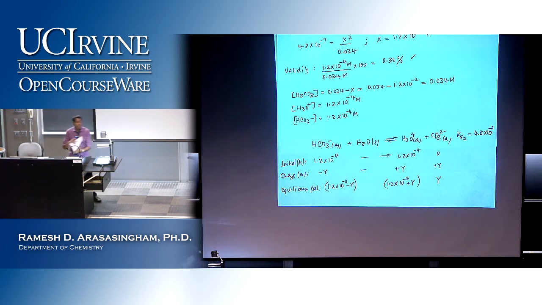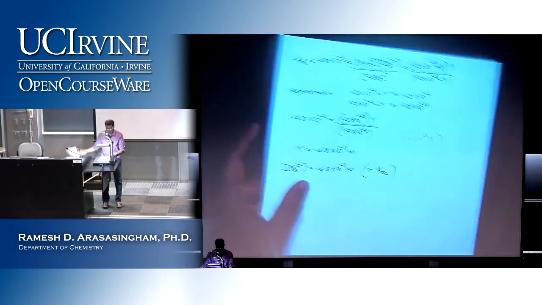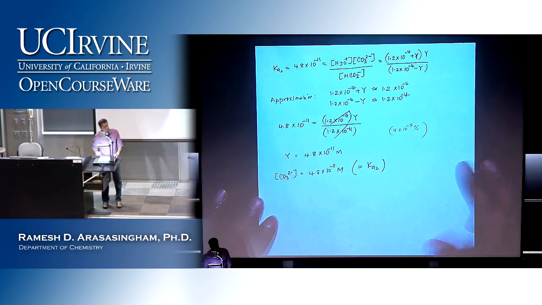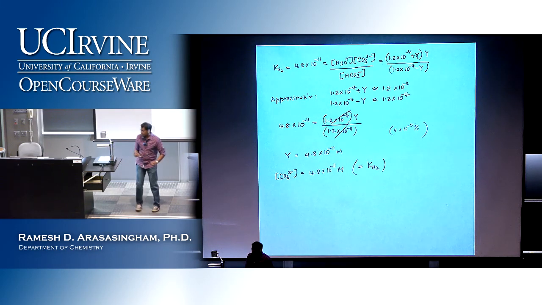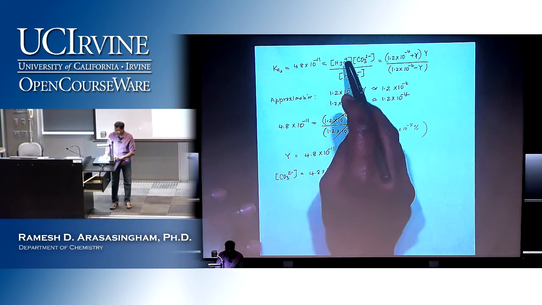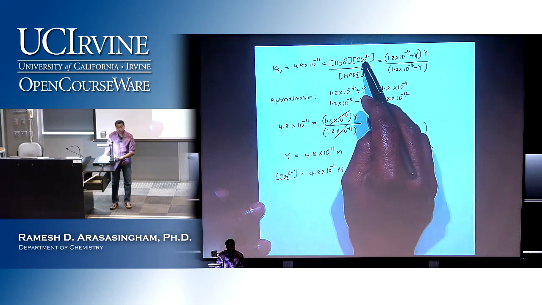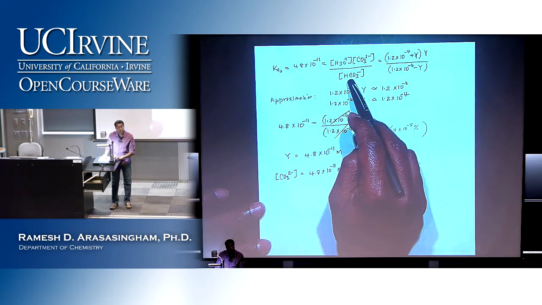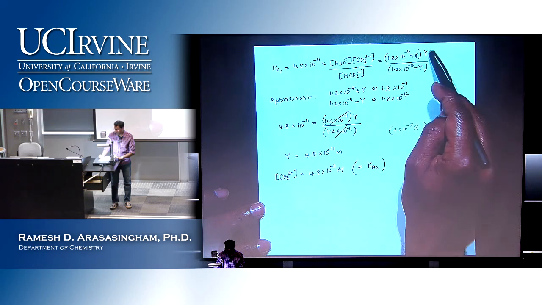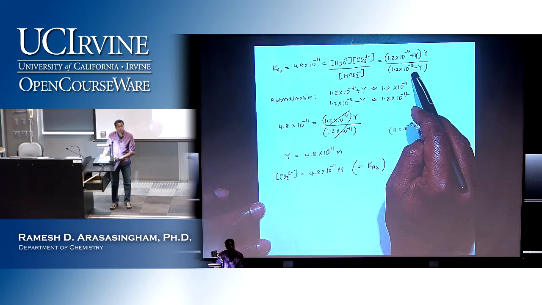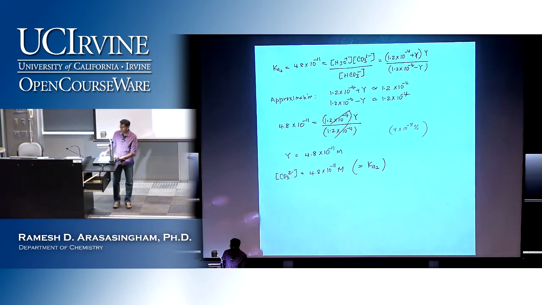And so now we can look at the equilibrium expression for the second step, which is Ka2, which is 4.8 times 10 to the negative 11. That equals the hydronium ion concentration times the carbonate ion concentration divided by the HCO3 minus concentration. All right? And this would be 1.2 times 10 to the negative 4 plus y, times y, divided by 1.2 times 10 to the negative 4 minus y.